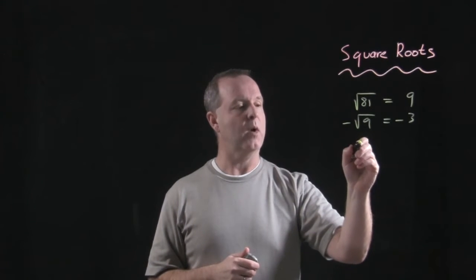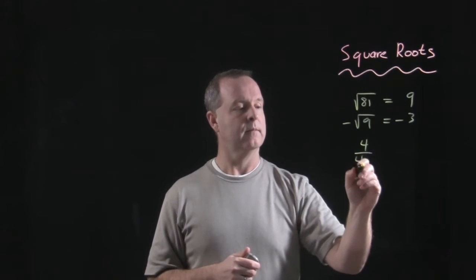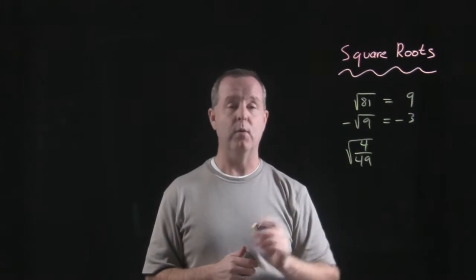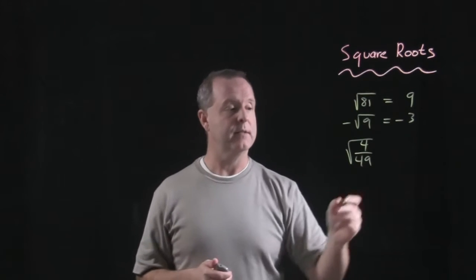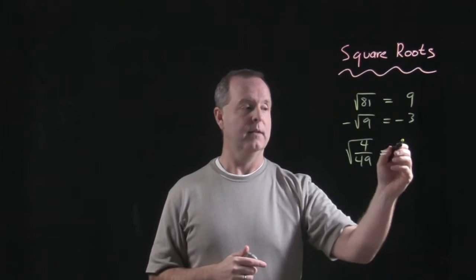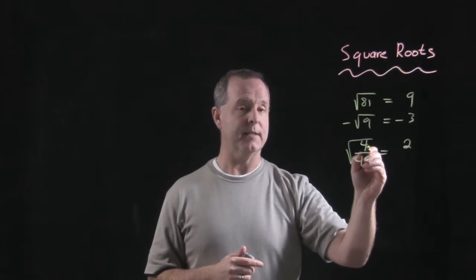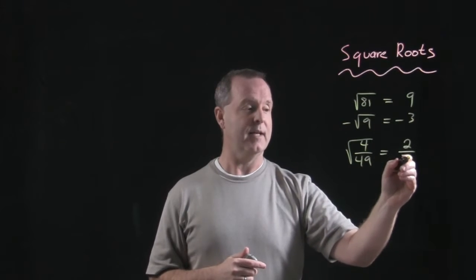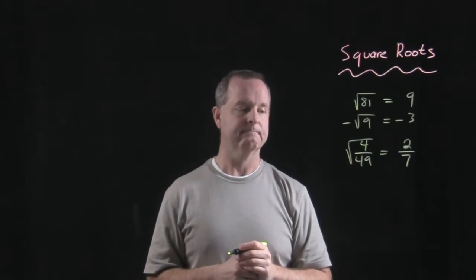Let's look at the square root of 4 over 49. We can deal with fractions. What times what makes a 4/49th? Well, I know a 2 times a 2 makes a 4, and a 7 times a 7 makes a 49.